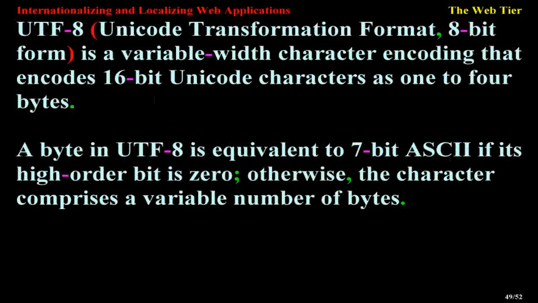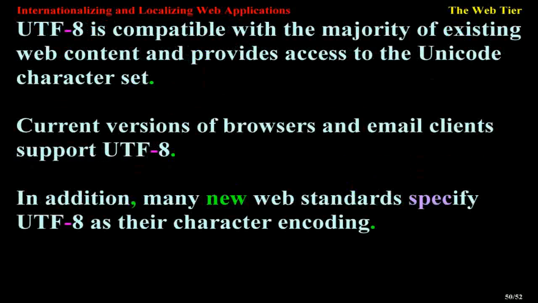UTF-8 (Unicode Transformation Format, 8-bit form) is a variable-width character encoding that encodes 16-bit Unicode characters as one to four bytes. A byte in UTF-8 is equivalent to 7-bit ASCII if its high-order bit is 0. Otherwise, the character comprises a variable number of bytes. UTF-8 is compatible with the majority of existing web content and provides access to the Unicode character set.